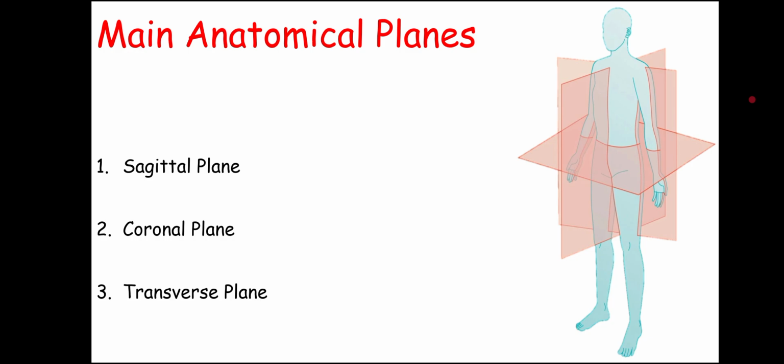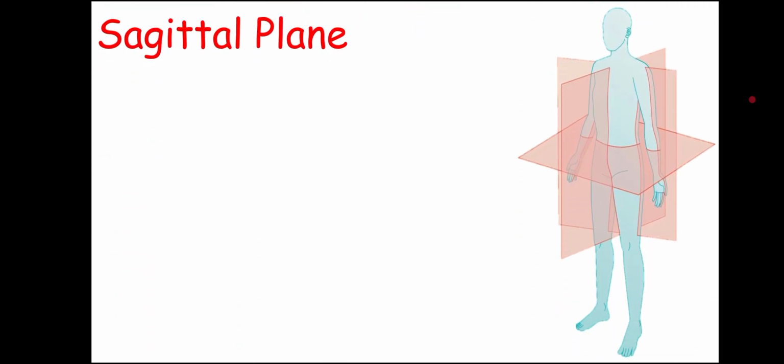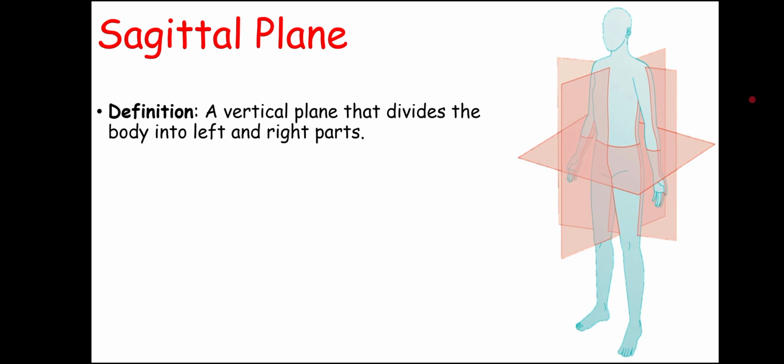As you can see in this diagram, there are three planes crossing the body: the sagittal plane, coronal plane, and transverse plane. First, we will talk about the sagittal plane. The sagittal plane can be defined as a vertical plane that divides the body into left and right parts. The sagittal plane is further classified into two types.